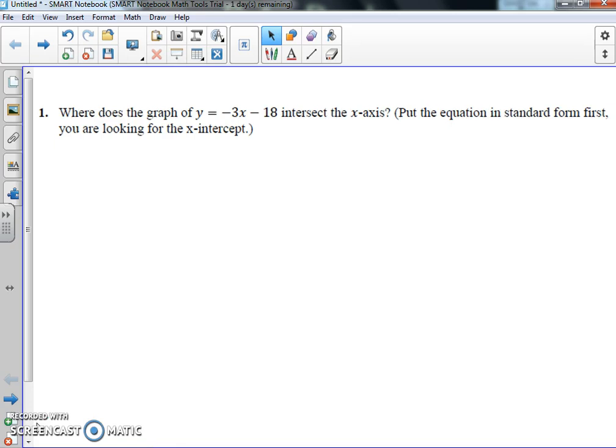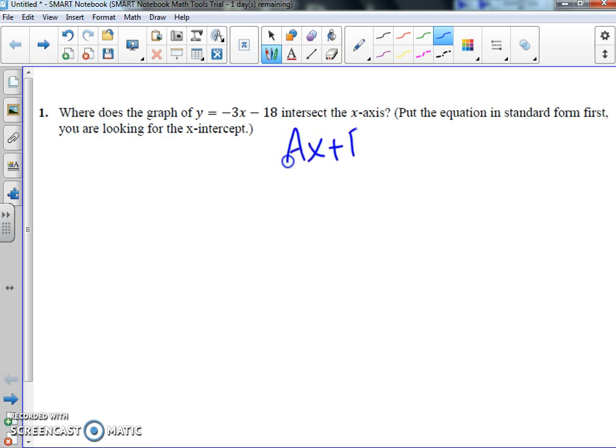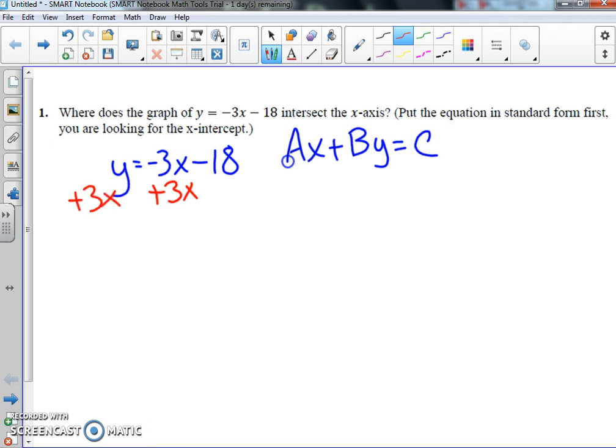When you think of x or y intercepts, you should immediately think of standard form, which is ax plus by equals c. So we need to take this equation, y equals negative 3x minus 18, and put the variable on the other side, the negative 3x. So if this is a negative 3x, I'm going to add 3x to both sides. Those cancel. I'm left with 3x plus y equals negative 18.